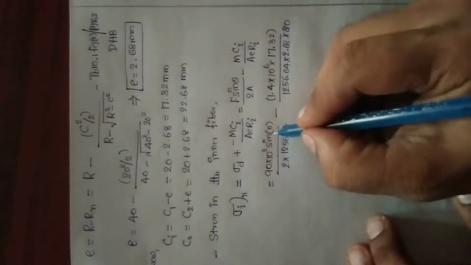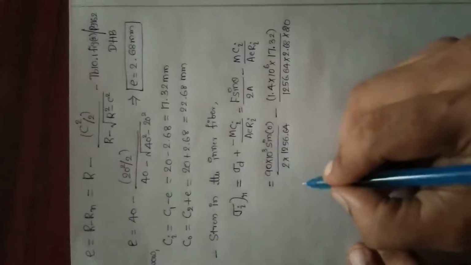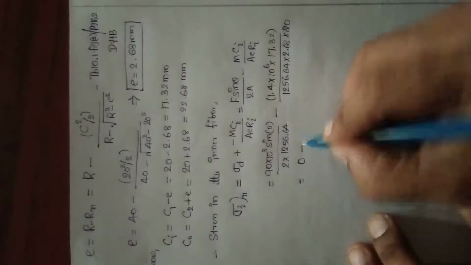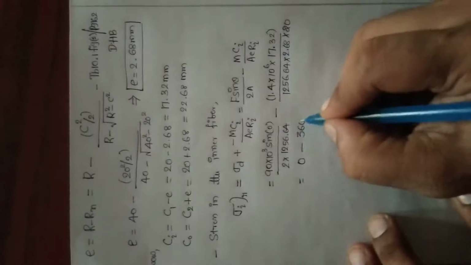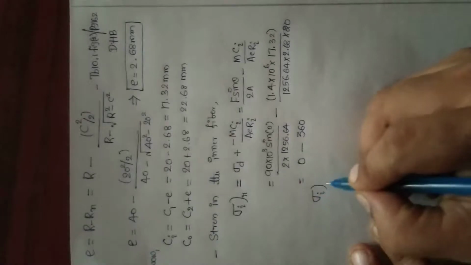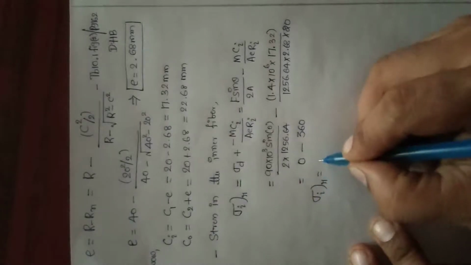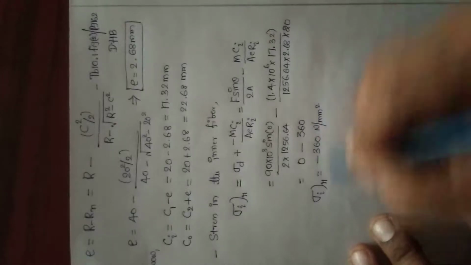20. Okay. So here sin 0 is 0, so the total term becomes 0. This becomes 0 minus this total. If you calculate, I will get 359 point something. I will write it as 360. So the inner fiber stresses are minus 360 Newton per mm square.